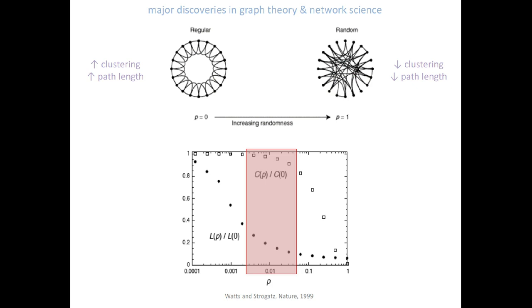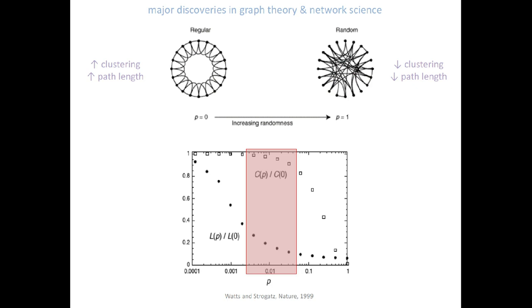So Watts and Strogatz, in their experiment, started with this regular network and randomly rewired the edges, and as they rewired more and more edges, they approached this fully random organization. At each point they measured the clustering of the network and the path length of the network. So here, this is the clustering of the network. As we move along the x-axis, we're rewiring more and more edges, going from the regular configuration to the random configuration.